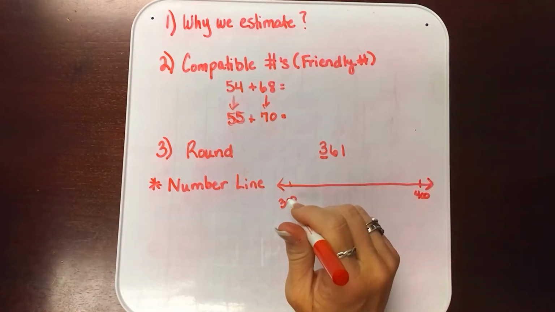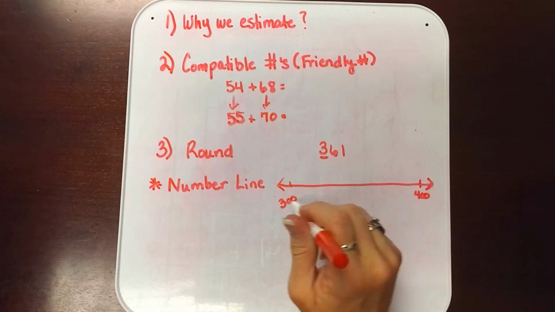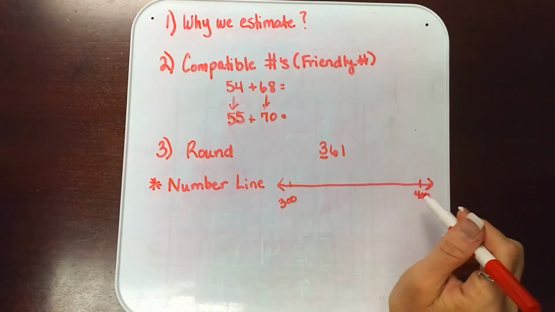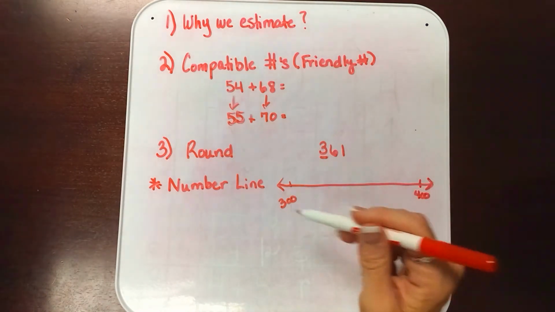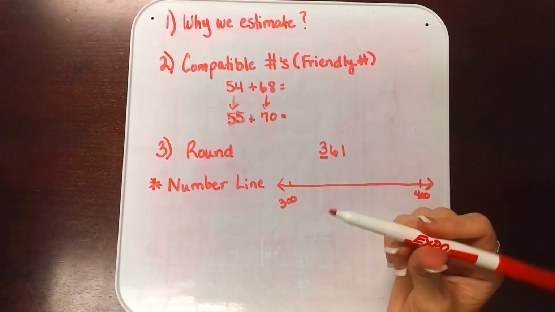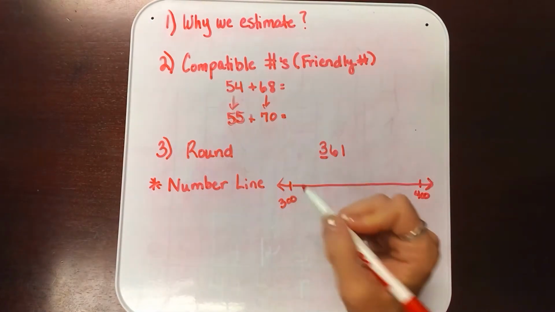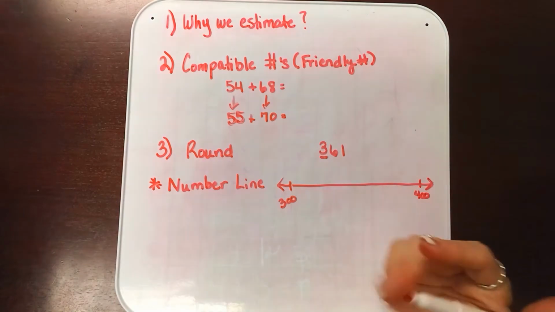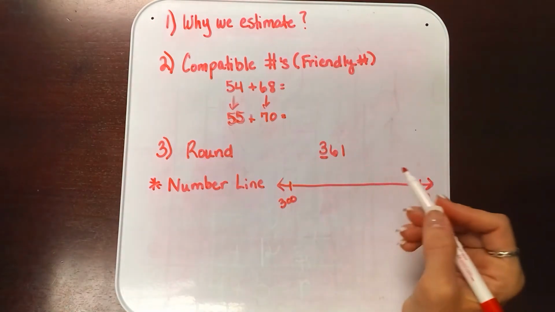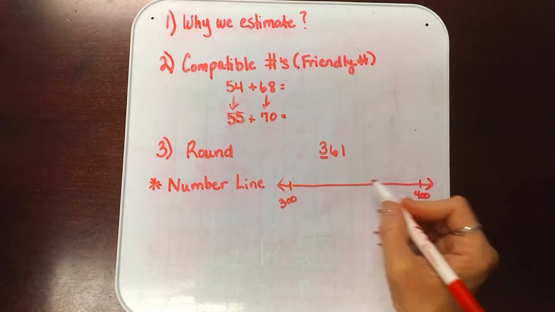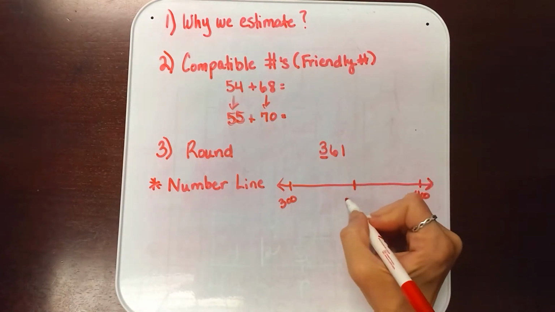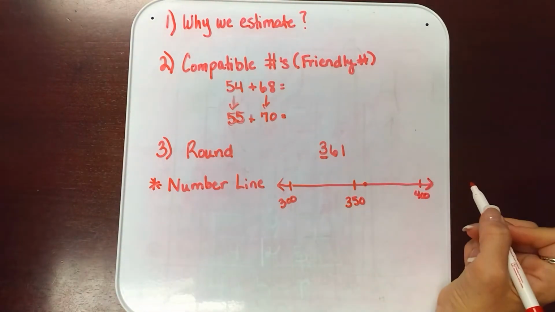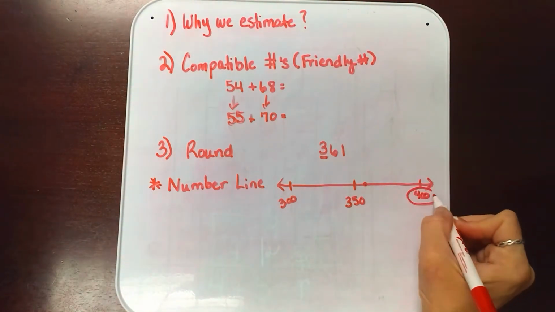Could students have drawn a number line that was 200, 300, 400? Absolutely. So once again, we can't limit them to what strategy they came up with to do this. We can only help them understand the efficiency of other methods. Okay? So 361 is in between 300 and 400. What's in the middle? 350. So 361 would go after 350, so it's closer to 400.